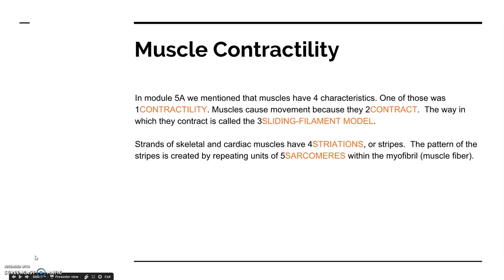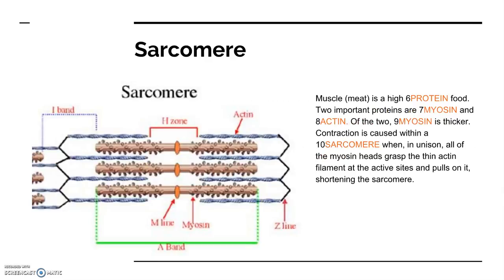In Module 5A, we mentioned that muscles have 4 characteristics. One of those was contractility. If you look back in your notes, you'll see that list. Muscles cause movement because they contract. The way in which they contract is called the sliding filament model. Strands of skeletal and cardiac muscles have striations or stripes on them. The pattern of stripes is created by repeating units of sarcomeres within the myofibril or muscle fiber.